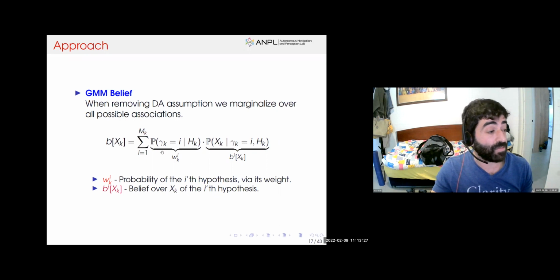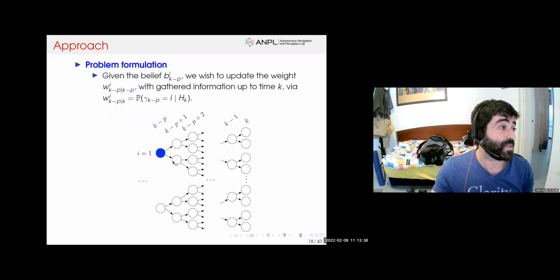The second section would be the weight, which is noted here on the left side, which is actually the probability of this hypothesis to be the correct one. We note this as the weight of the hypothesis. So let's try to formulate actually what we're trying to solve.